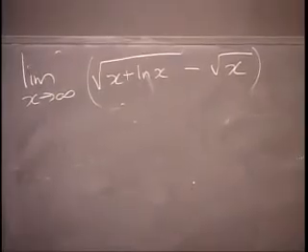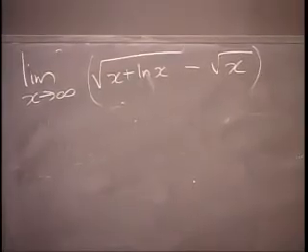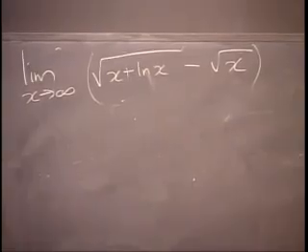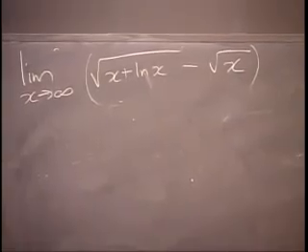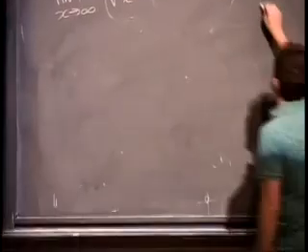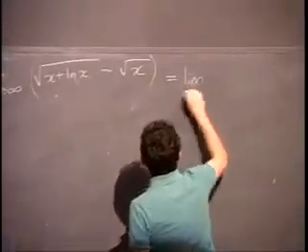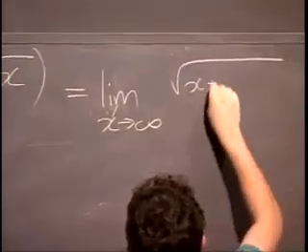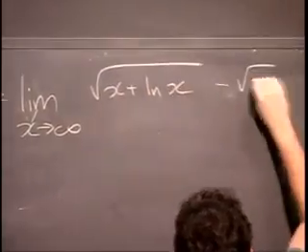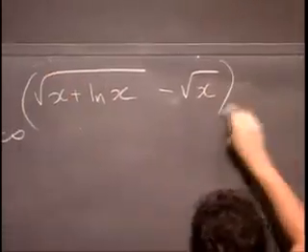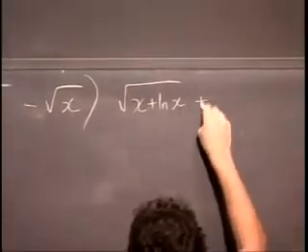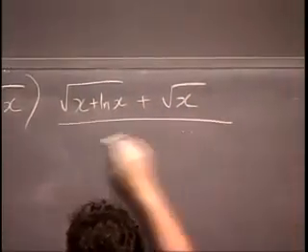So the deal here is, it's not a fraction. It's not even the difference of two fractions. So it's not so easy to write it as a over b. But you can do it if you recognize that it just has to be multiplied by a conjugate expression. So let's write it out again and multiply it by the conjugate expression. The square root of x plus log x plus the square root of x, over itself.